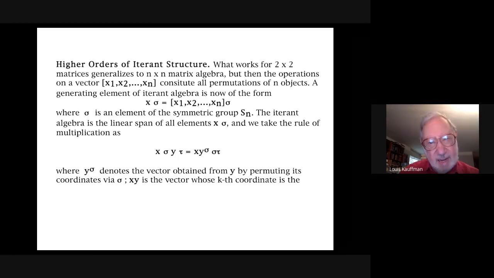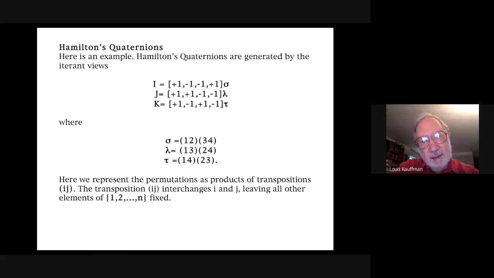For example, here are Hamilton's quaternions represented in that way on permutations of four things, where the iterant is now order 4 instead of order 2, and we have certain permutations. So these are the elements of the dynamics. You would interchange 1 and 2 and 3 and 4, or 1 and 3 and 2 and 4, or 1 and 4 and 2 and 3.